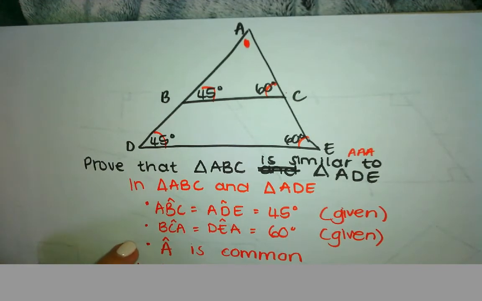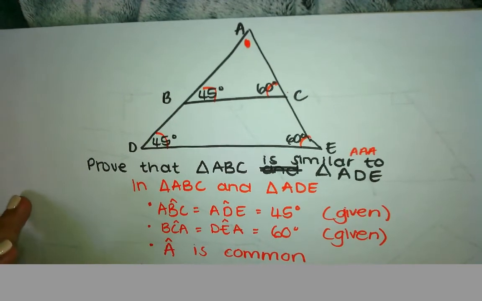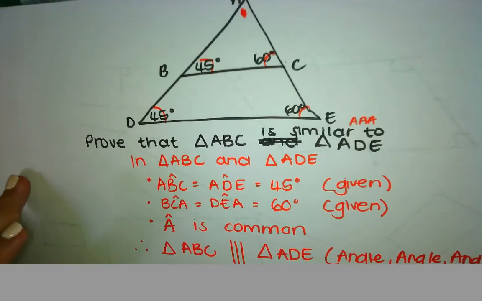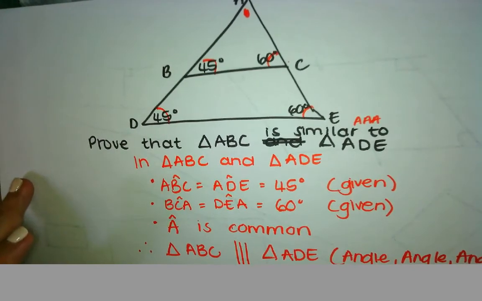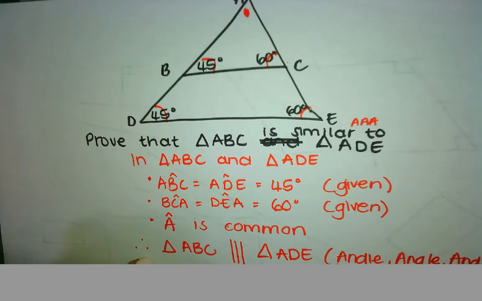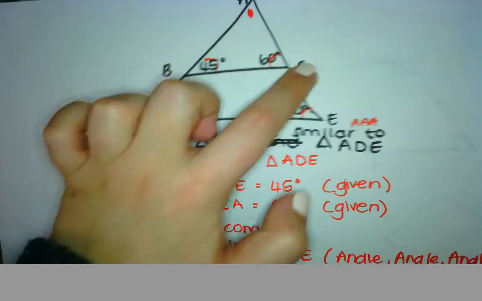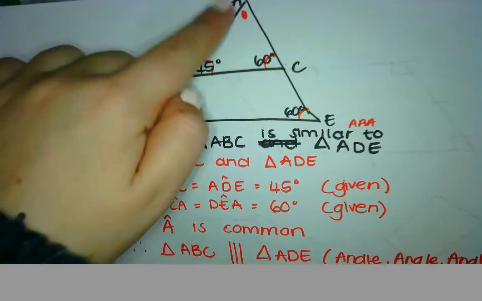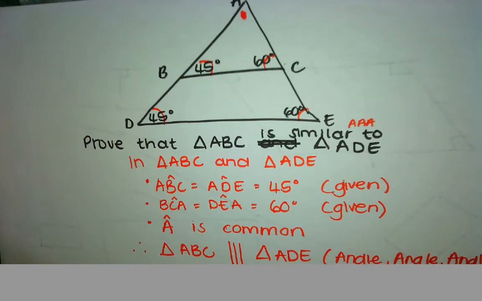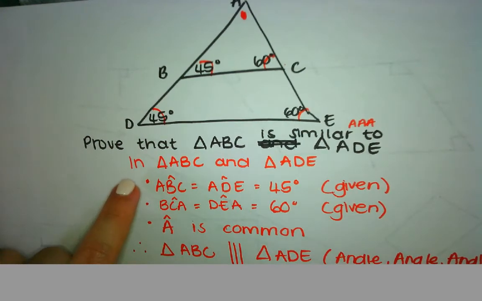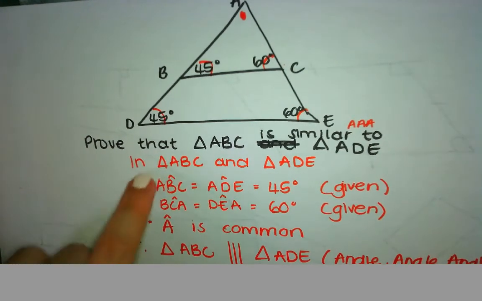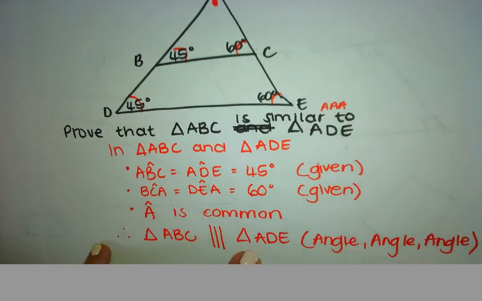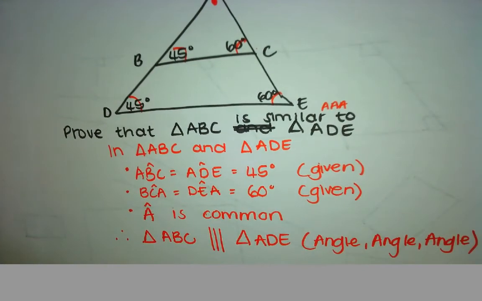But now we just need to write a conclusion. It's almost like an essay. So the end part is we have, therefore, triangle ABC is similar, the 3 lines down that I told you about earlier, to triangle ADE. And the reason why they are similar is because we've got 1, 2, 3 angles, angle, angle, angle, and that is why we have angle as our answer.